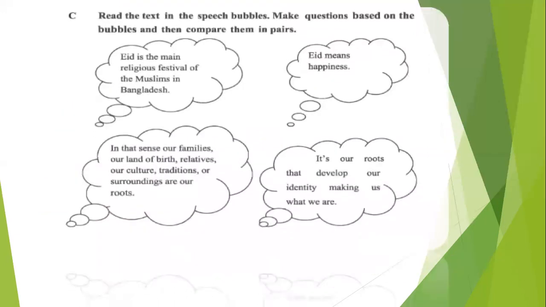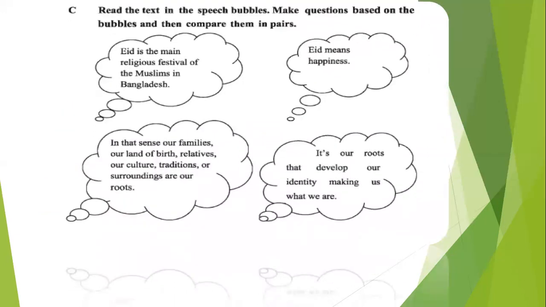Now, there is another activity from your textbook. Here you see speech bubbles. There are 4 statements inside the bubbles, and you have to make question. The 4 sentences are, Eid is the main religious festivals of the Muslims in Bangladesh. 1, you have to make a question of this statement. Eid means happiness. Next, in that sense, our families, our land of birth, relatives, our culture, traditions, or surroundings are our roots. The last statement, it's our roots that develop our identity, making us what we are.